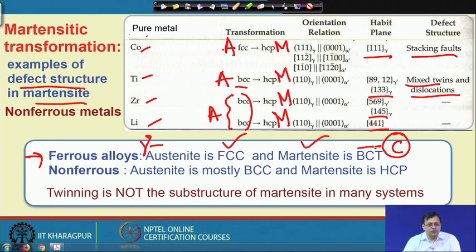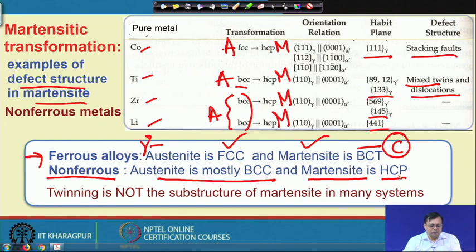However, in the case of an iron-nickel system, where carbon is not present, there is no tetragonality of the structure, which is why the martensite crystal structure is body-centered cubic. Now, in the case of a non-ferrous system, the austenite is mostly BCC. However, there are a few examples of FCC also, and the martensite has a hexagonal close-packed structure.